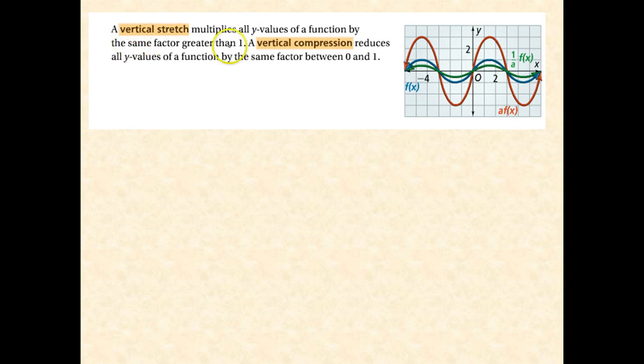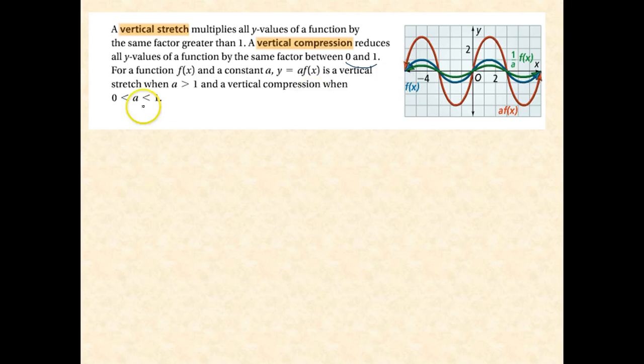A vertical stretch multiplies all y values of a function by the same factor greater than 1. A vertical compression reduces all y values of a function by the same factor between 0 and 1. So when you're stretching or compressing vertically, you're multiplying the y values by a number. If that number is between 0 and 1, then your stuff's getting smaller. If you multiply by a number bigger than 1, then your stuff's getting bigger. So for a function f of x and a constant a, y equals a times f of x is a vertical stretch when a is greater than 1, and a vertical compression when a is between 0 and 1.